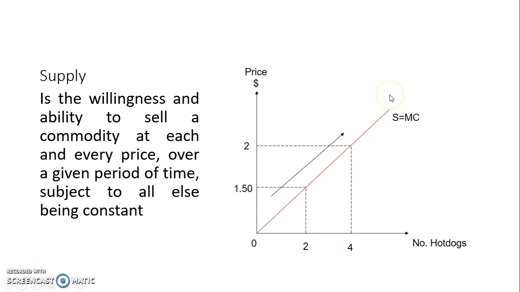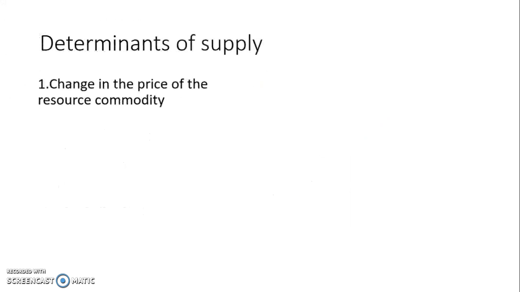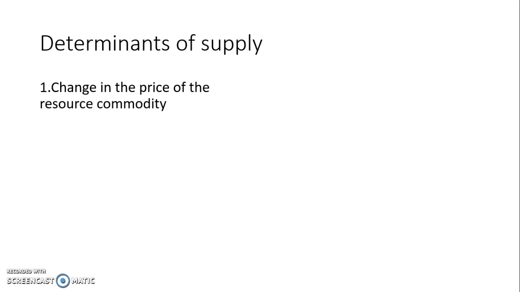And the supply of hot dogs would decrease. The curve begins from the bottom left, moving to the top right, which is upward sloping, unlike demand, which is downward sloping. Just like demand, the supply curve could also shift.